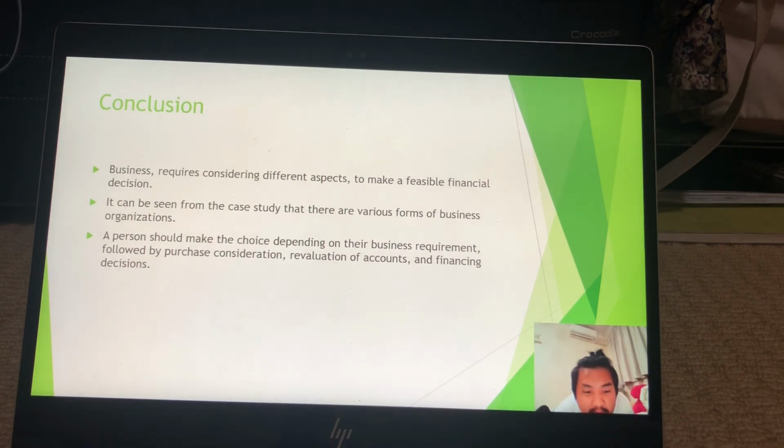In conclusion, there are several factors and they should be analyzed properly for an effective financial decision. Overall, the case study shows different forms of business organizations and it also tells us how an individual has to make a choice considering several factors, for instance, purchase consideration, revaluation of accounts, and financial decisions.